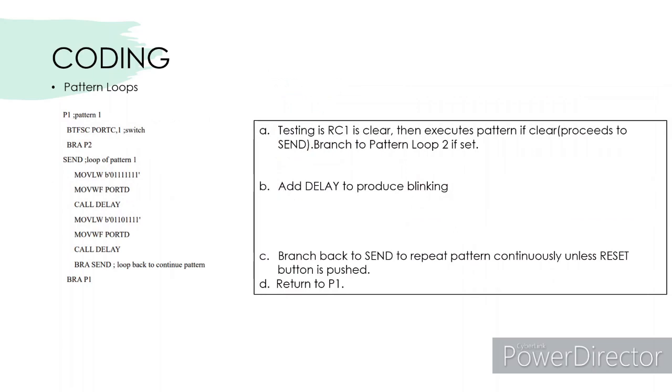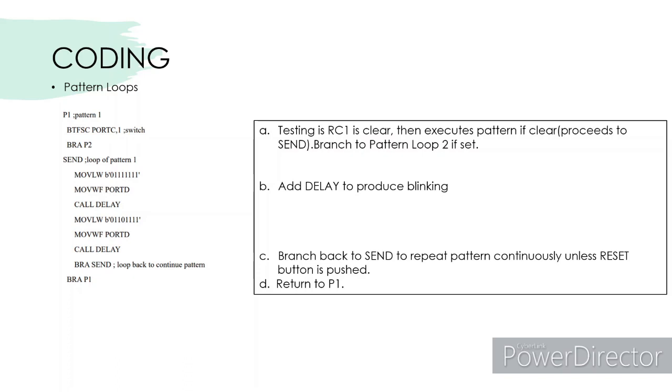The second part of the program is the pattern loops. So here is an example of the pattern loop 1. All other patterns are the same. First is testing if RC1, which is port C1, is clear. Then it executes the pattern if clear, which is directing to the send function. If not, then the branch to pattern loop 2 will execute if bit test file port C1 is set.